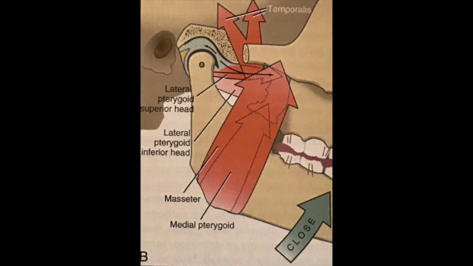So it helps maintain that position of the disc on the condyle during closing of the mouth via that eccentric contraction of the superior head of the lateral pterygoid, while the temporalis, masseter, and medial pterygoid are actually driving the closing of the mouth itself. So there's a review of muscle action during opening and closing of the mouth.